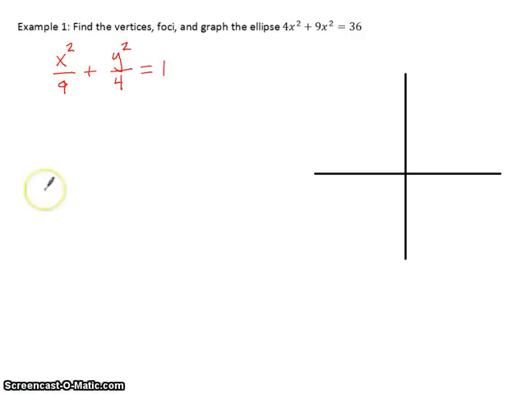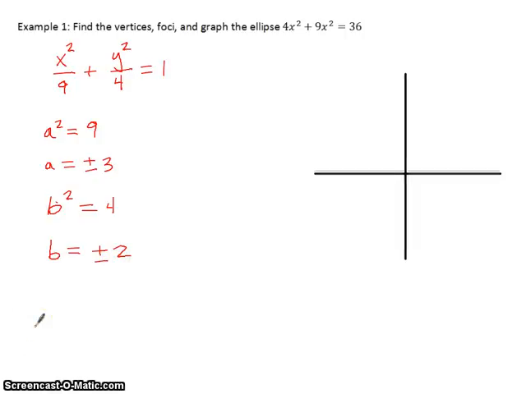The 9 is larger than the 4, which means that the major axis is going to lie along the x-axis. The minor axis will lie along the y-axis. A squared is equal to 9, which means that A is going to be at plus and minus 3. That will tell us that the endpoints, the vertices. And we know that B squared is equal to 4, and that means that B is equal to plus and minus 2. That tells us the endpoints of the minor axis.